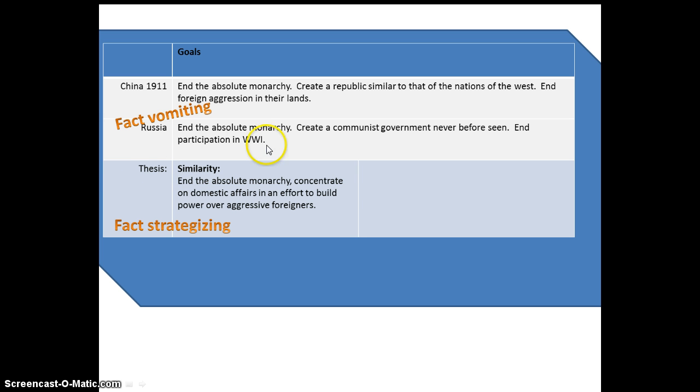You see that Russia was involved in World War I because they had been attacked by Germany. China had been divided up into spheres of influence by colonizing nations of the West. So both of them wanted to build up their home power in order to defend themselves from the aggressive outsiders. So we have two similarities there. I have strategized what my answer for this essay is going to be in the similarity aspect at least. Then I should find at least one difference.